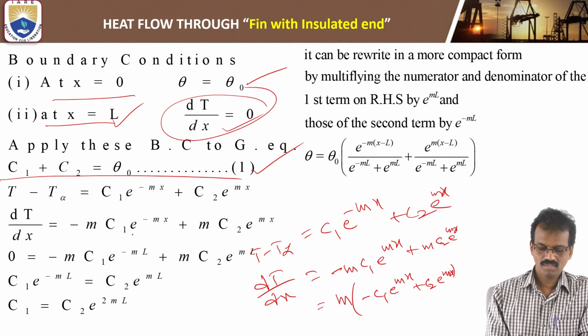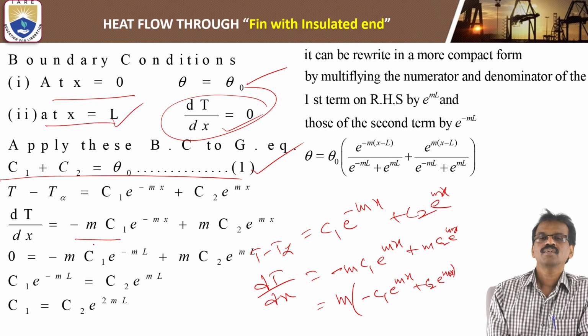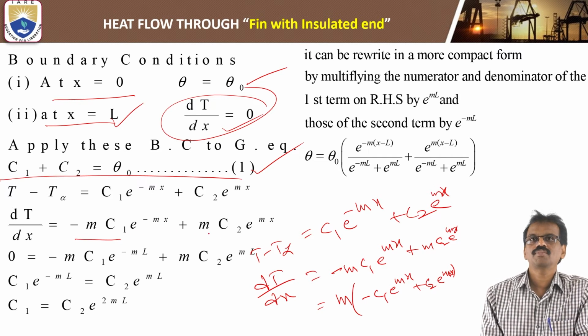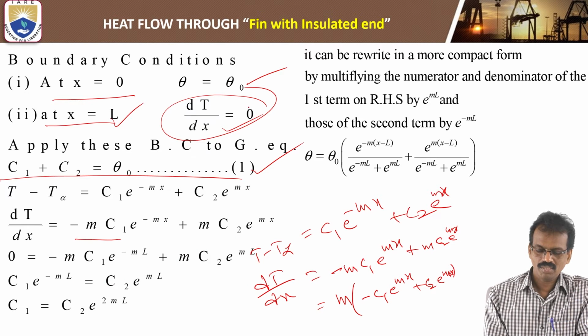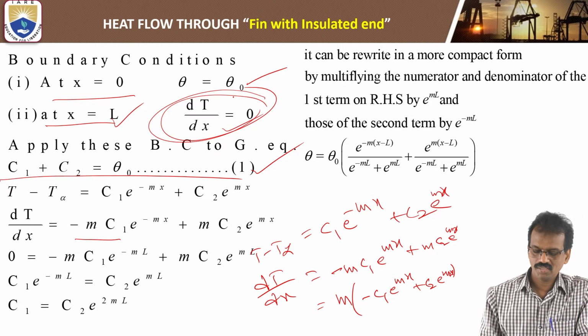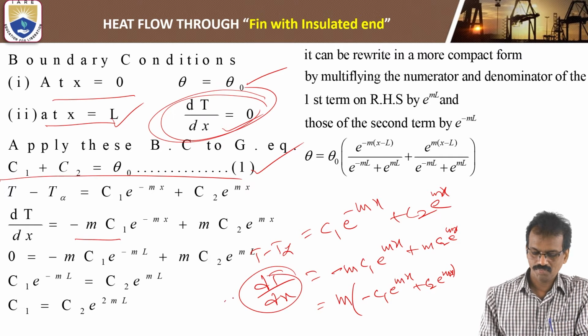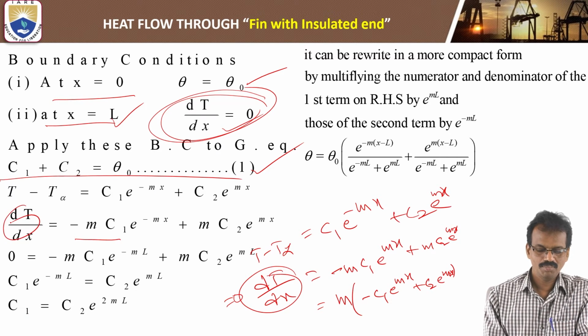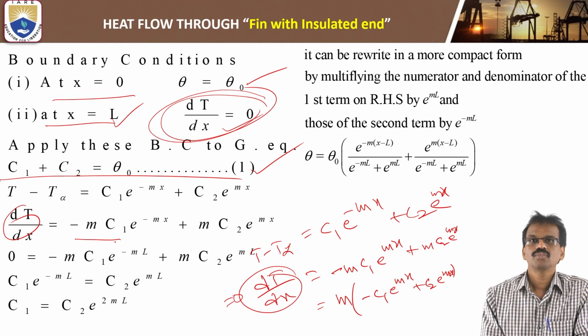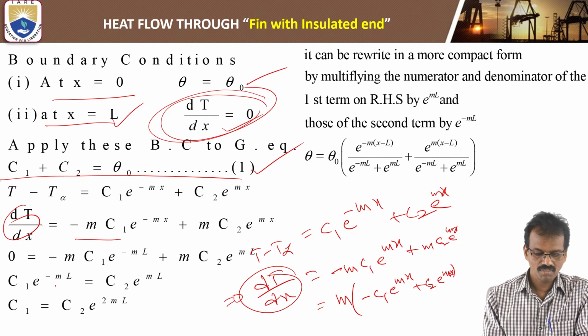So here we can see that minus m into c1 e to the power of minus mx plus m into c2 e to the power of mx. Okay, so you know that based upon the second boundary condition, dT/dx is equal to 0. It means this will be 0.